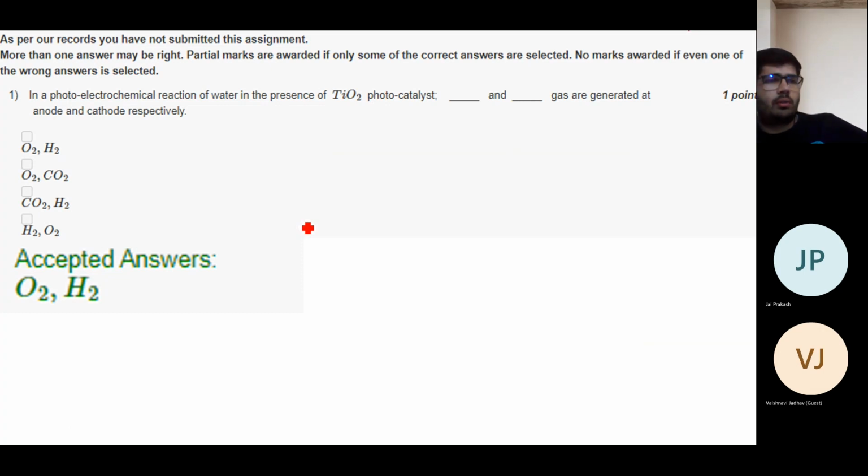The first question was just a basic question: in photoelectrochemical reactions of water in the presence of titanium oxide photocatalyst, gases are generated at the anode and cathode respectively. So we have to tell at which electrode which gas is generated. We know that at the anode side O2 is generated and at the cathode side H2 is generated. So the correct answer is O2 and H2.